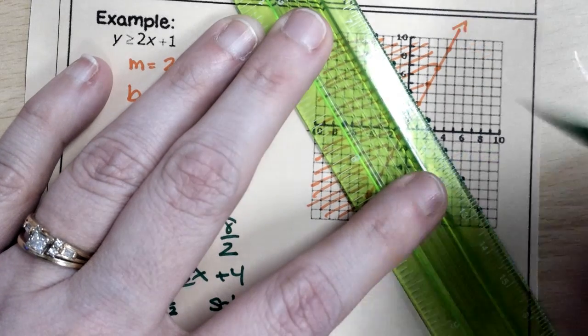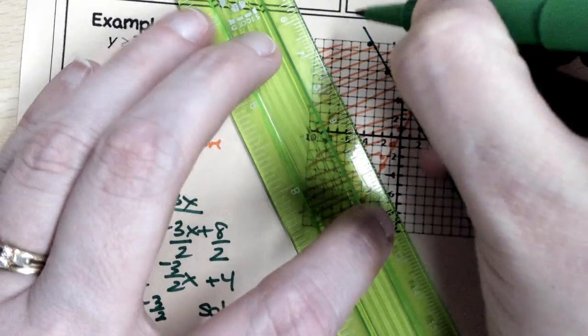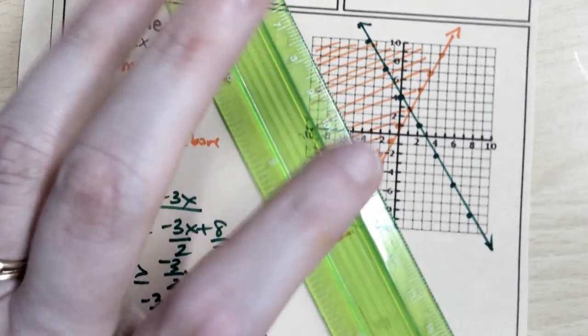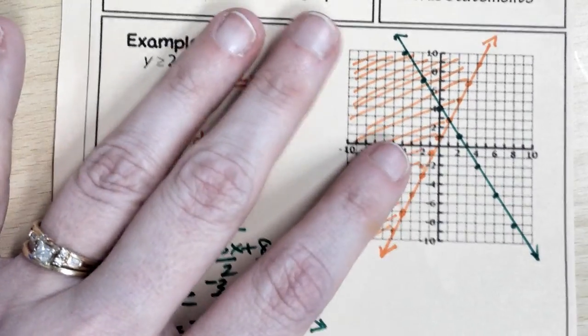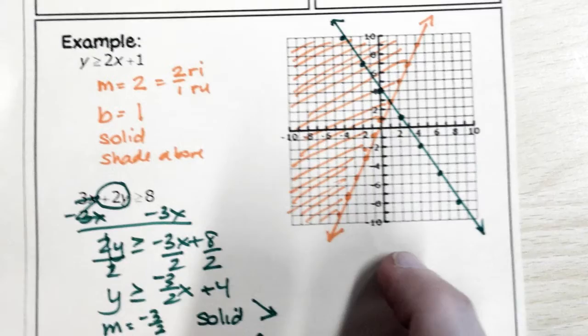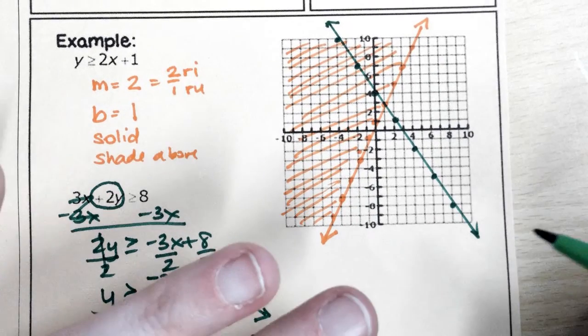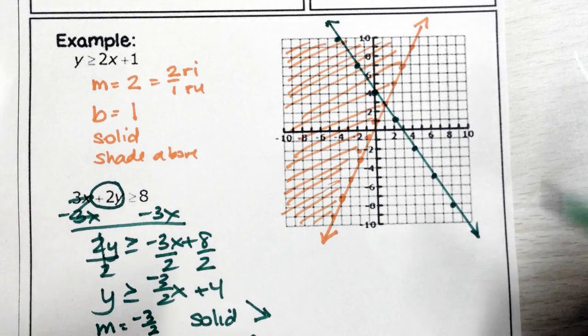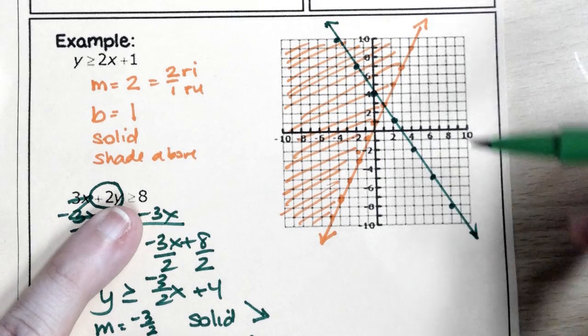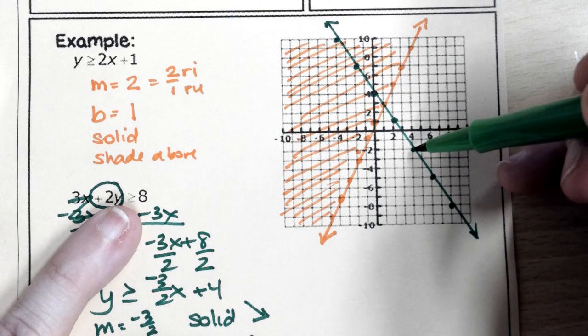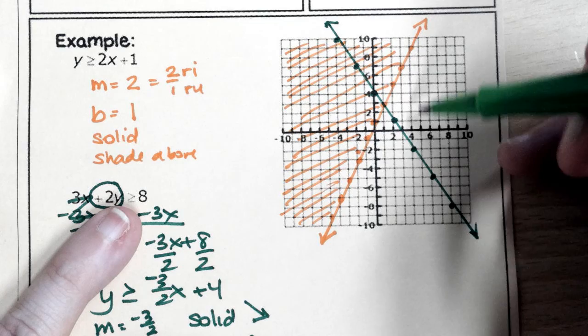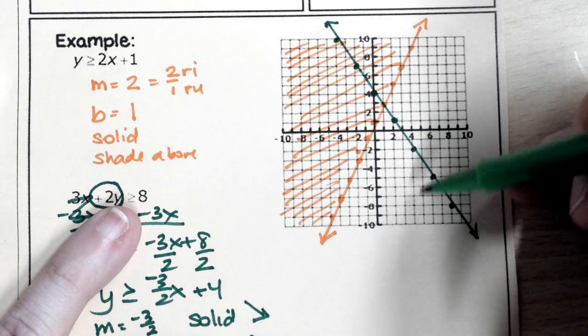How many of you are uncertain about which way to shade? Like, what does shade above, what does shade below mean? Anybody? Okay. It's actually pretty easy to figure out what you do if you're not sure. You take your pencil or your pen or whatever, you put it on the line. If it says shade above, you're going to draw an arrow pointing up. If it says shade below, you're going to draw an arrow pointing down.